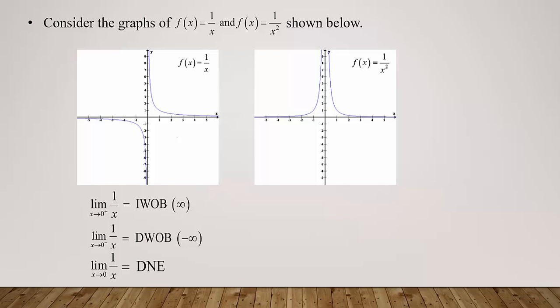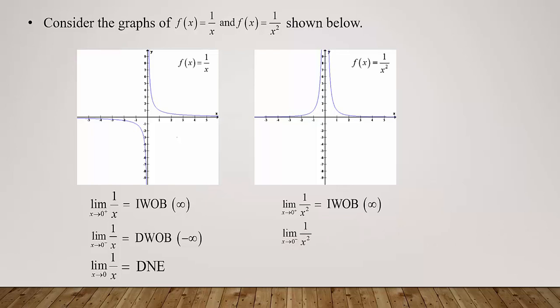All right, let's analyze 1 over x squared. So look at the limit as x approaches 0 from the right side of 0 of 1 over x squared. Do you see that that's an increasing without bound behavior? It's an IWOB, or we would use infinity to say the limit as x approaches 0 from the right of 1 over x squared is infinity.